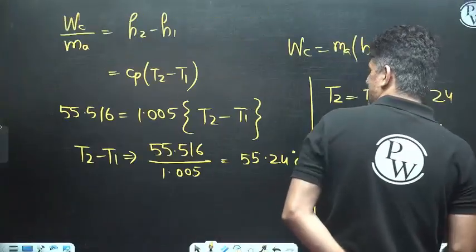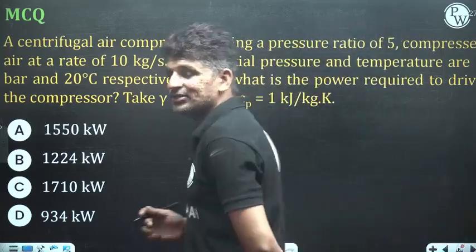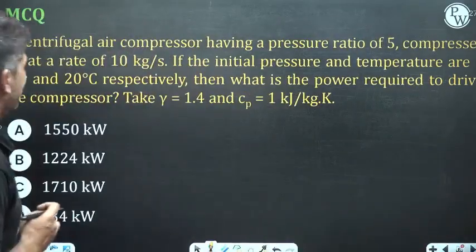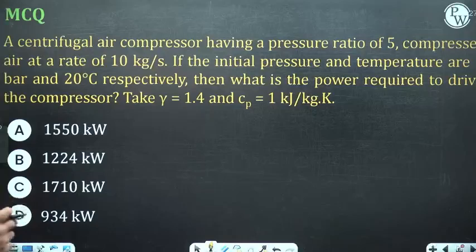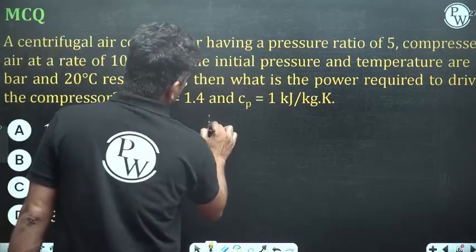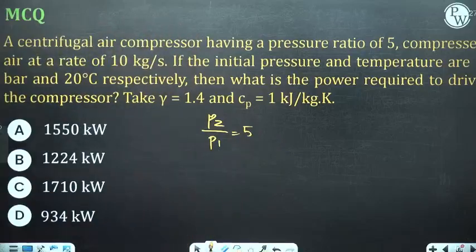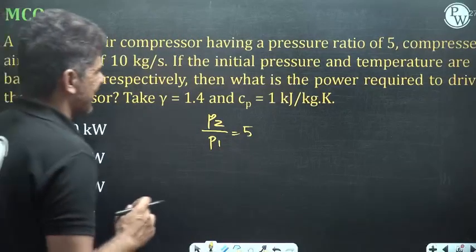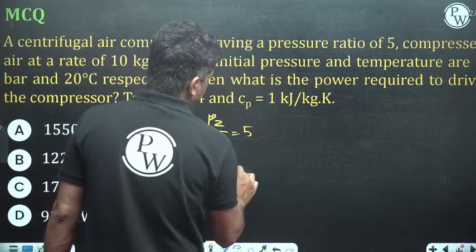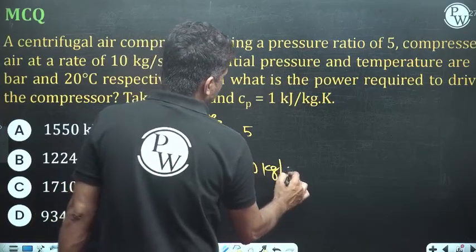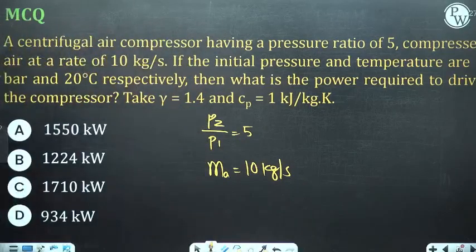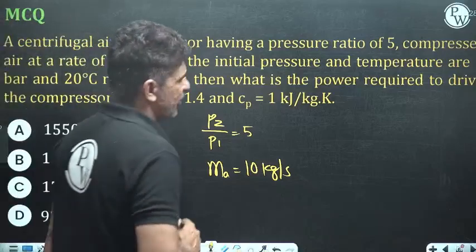Moving on to the next question. Next question was again a very good question. It says a centrifugal air compressor having a pressure ratio of 5. So you are given P2 by P1 as 5, and compresses air at a rate of 10 kg per second. So mass flow rate of air is 10 kg per second. If the initial pressure and temperature are 1 bar and 20 degrees centigrade respectively, then what is the power required to drive the compressor? Take gamma equal to 1.4 and Cp equal to 1.0 kilojoule per kg.